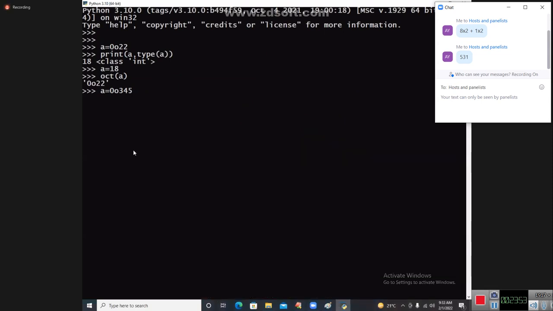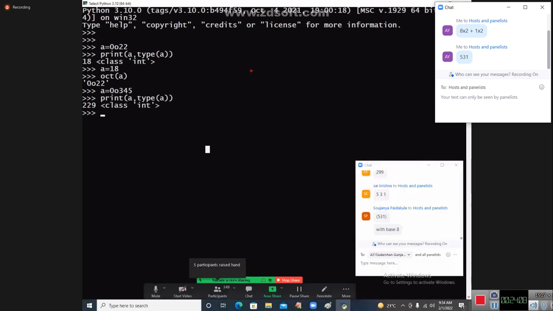You take it as print of A. Print of A. You see that. What is this? 229. I hope something went wrong. Something went wrong. 345. Okay.